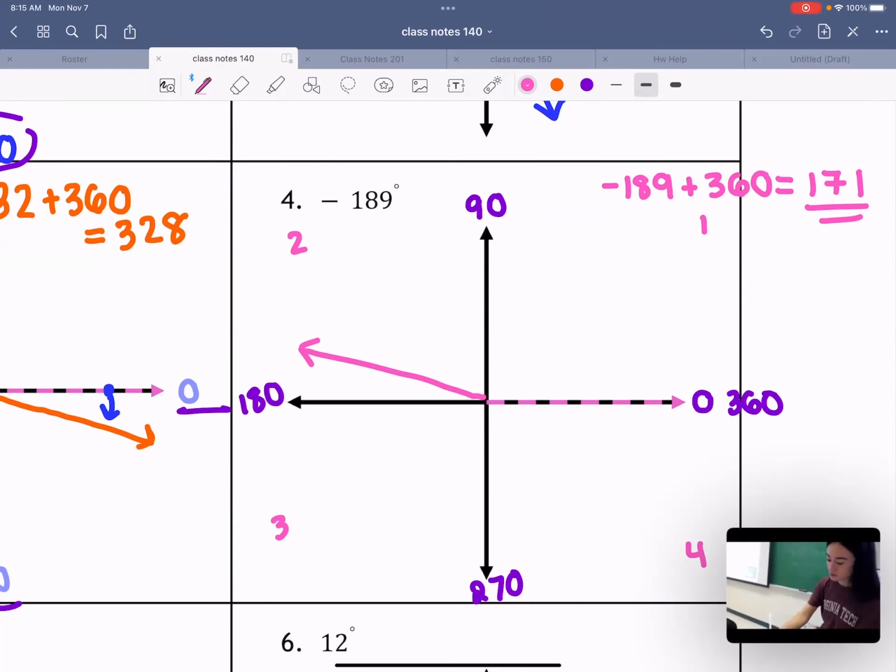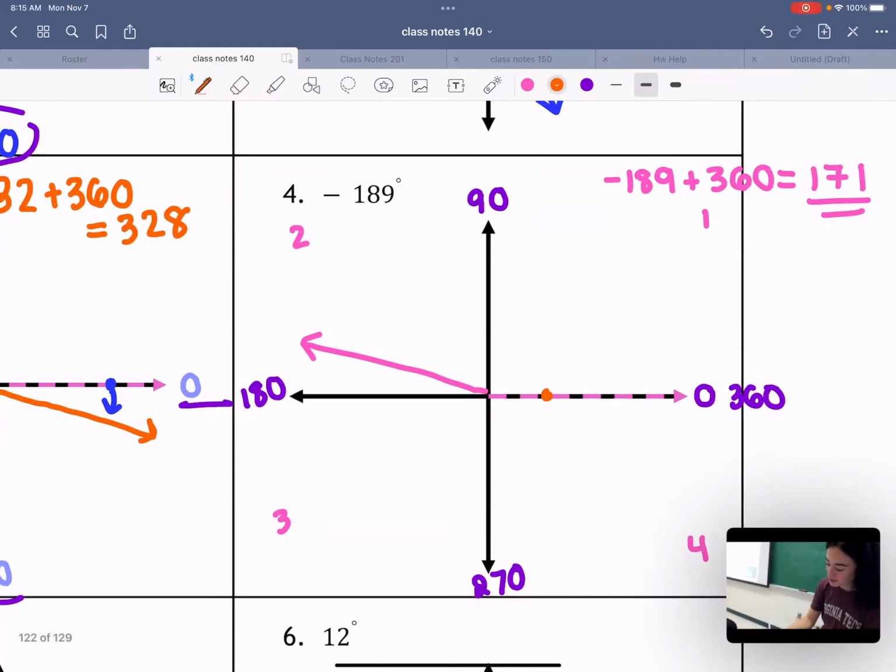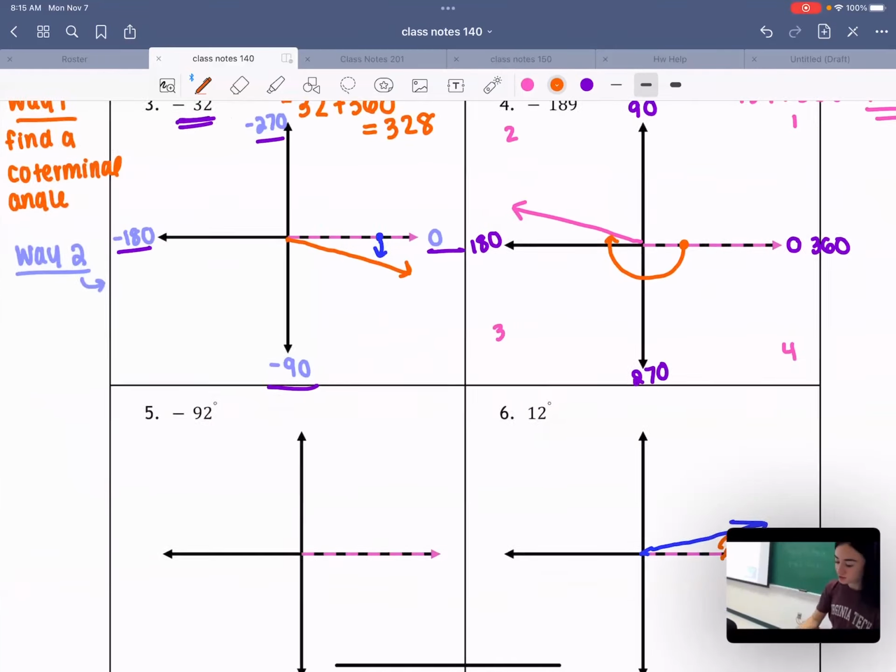Okay, so I'm going to start at my initial side, and I'm going to go in a clockwise direction to the line I just drew. Okay, so that's the way I like to define angles. Any questions on number 4? All right, moving on to number 5.